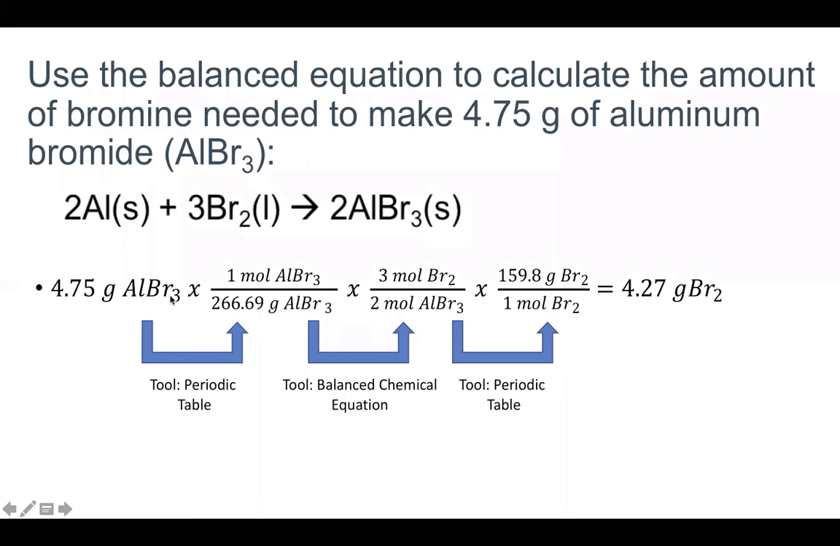So in this case, we're starting with grams. We have 4.75 grams of aluminum bromide. So we start with that.